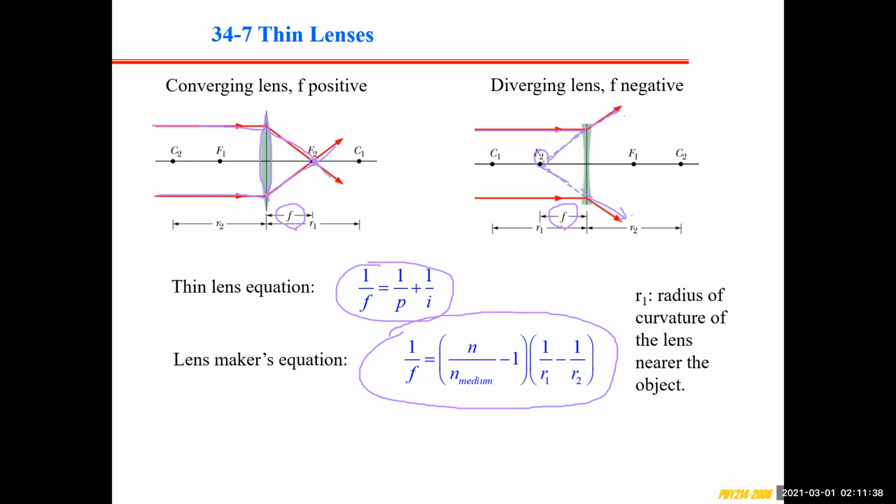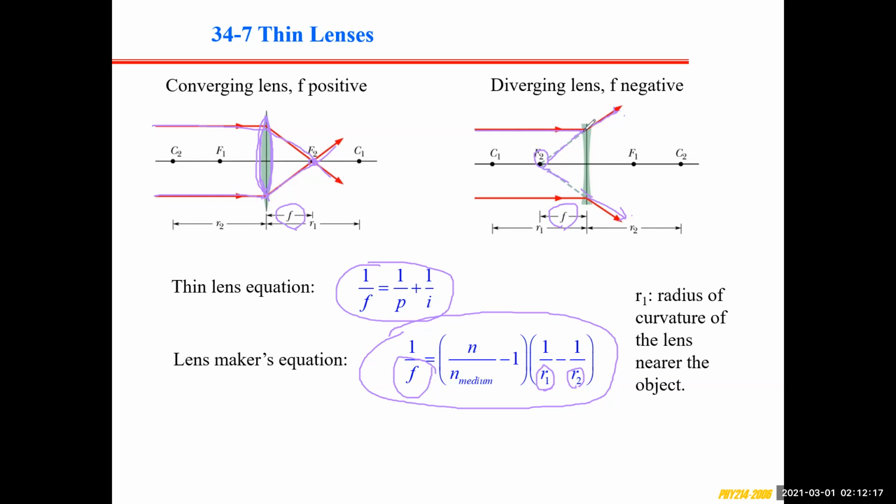Okay, so if you look at this, n over n medium minus 1 is always positive. Let's look at the sign of 1 over R1 minus 1 over R2. So this is the convex surface of a lens, so R1 is positive, and this is a concave surface, so your R2 is negative. So 1 over R1 minus 1 over R2, this being positive, this being negative, so negative becomes positive. So you know that your F here is positive. So for a convergent lens, your F is positive.